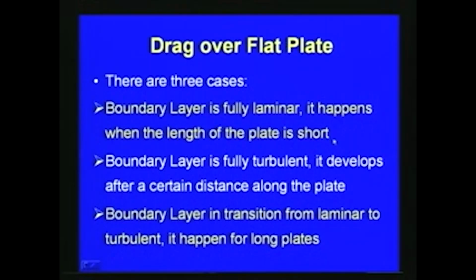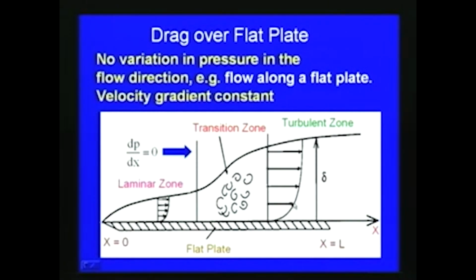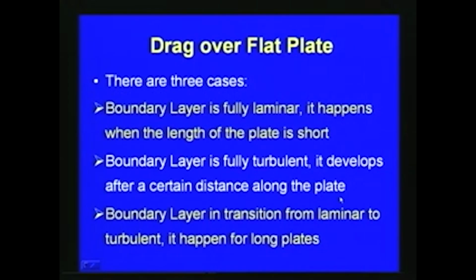As we discussed, for drag over a flat plate, the first case is when the boundary layer is fully laminar. Generally this happens when the length of the plate is short. As we have seen in the previous slide, initially it can be laminar, then transition, and then turbulent, or only a laminar boundary layer if the length of the plate is very small and the free stream velocity is also small. The second case is when the boundary layer is fully turbulent. It develops after a certain distance along the plate, as we have seen here. Finally, the boundary layer is totally turbulent.